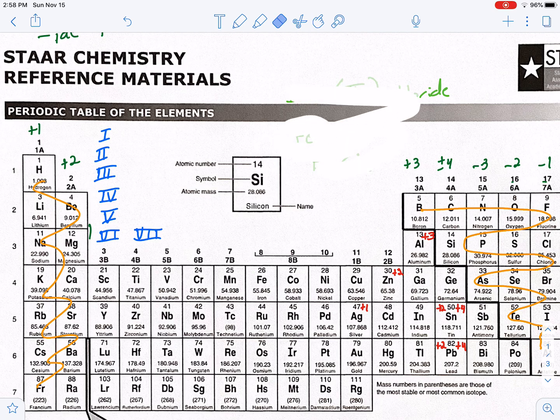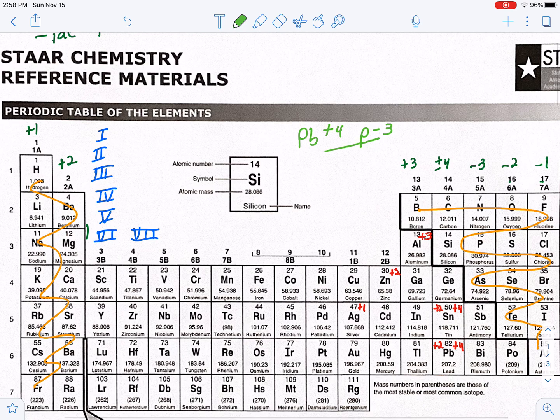Okay, let's do another example. I have Pb with a +4, and phosphorus with a -3. I can go ahead and say that it is not balanced, so I'm going to do my crisscross method here. I'm going to bring that 3 over here and bring that 4 over here. So my balanced formula would be Pb3P4.